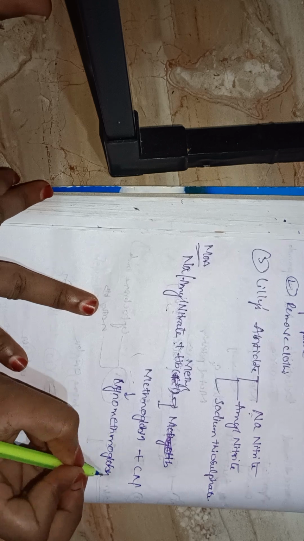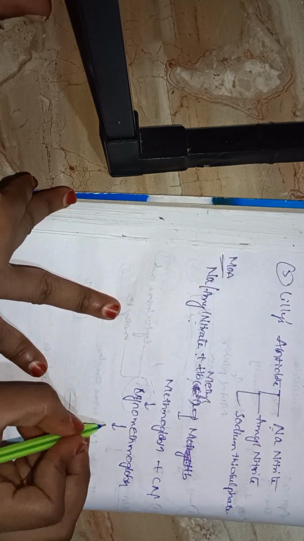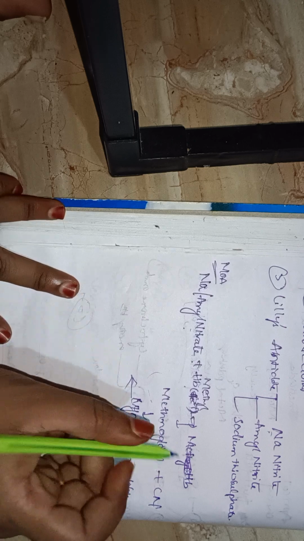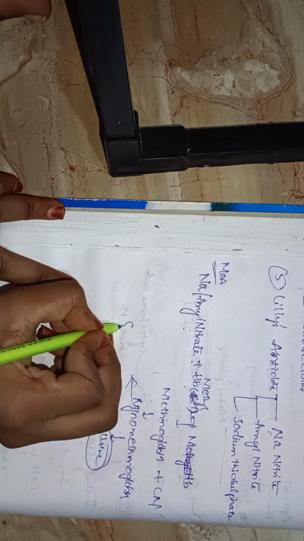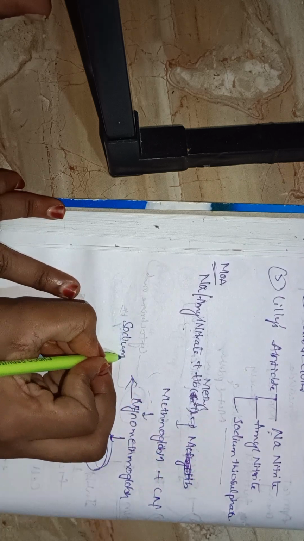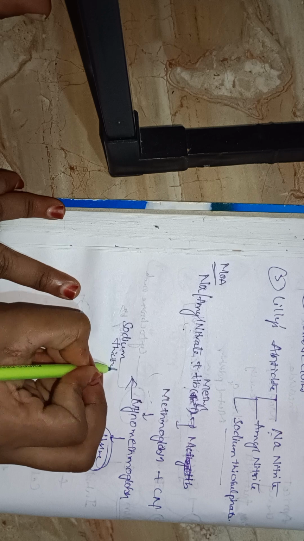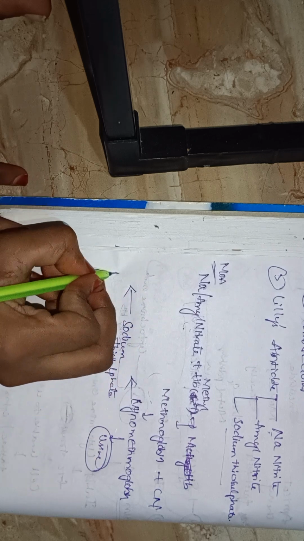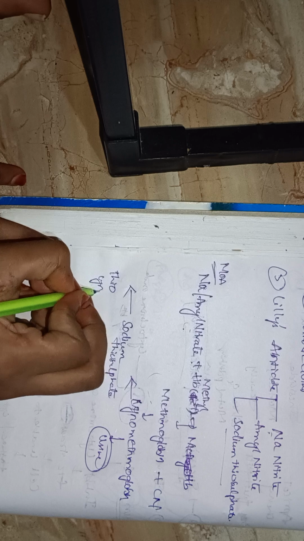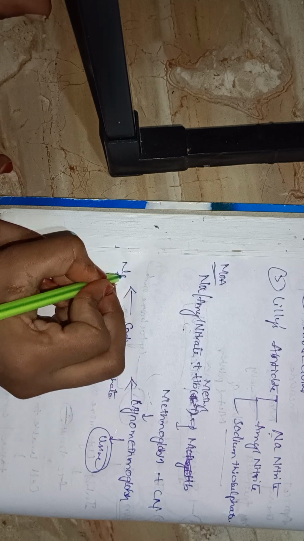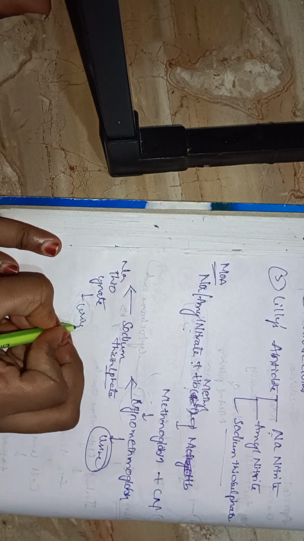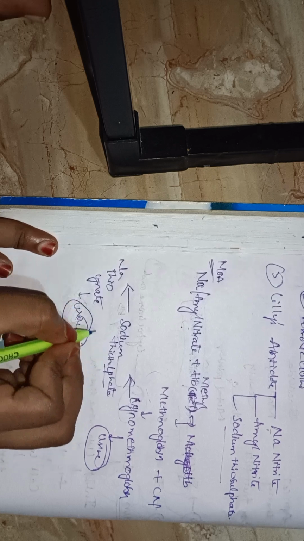Cyanomethemoglobin is generally excreted in urine, but with an antidote like sodium thiosulfate, it is converted into sodium thiocyanate. Sodium thiocyanate is also excreted in urine. It is a non-toxic form.